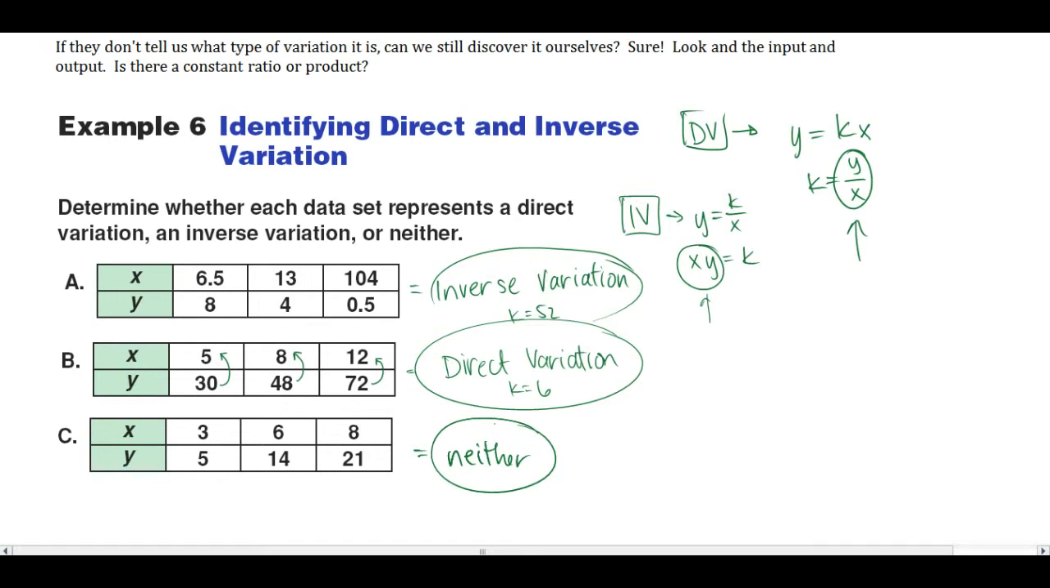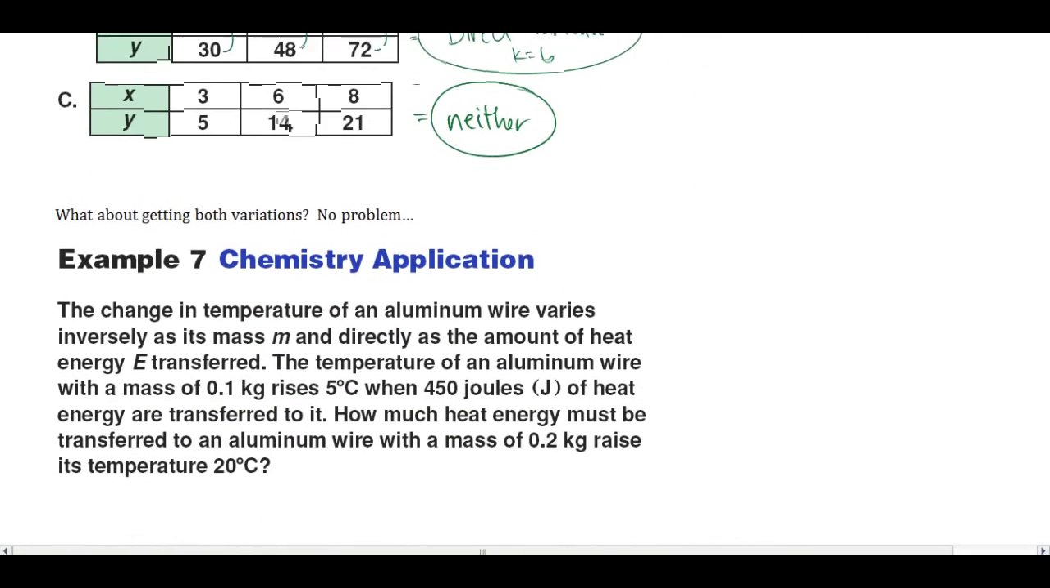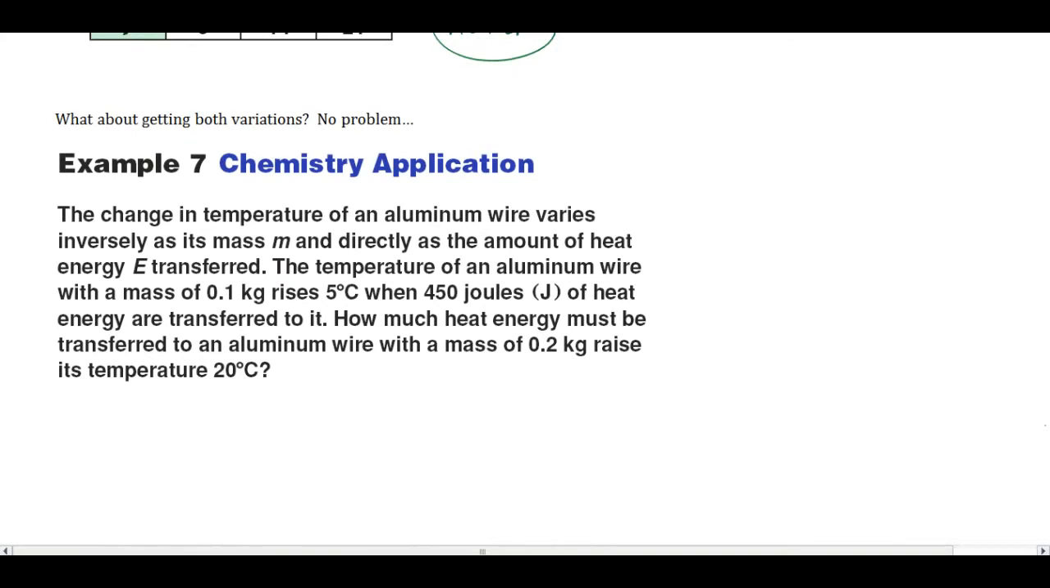And one last example, but this is running a little long, so I think you're good. I'll just set it up for you for a quick second, and then maybe you can try it out and let me know what you got for it. It just tells me that the change in temperature of an aluminum wire varies inversely. Ooh, so all of a sudden I'm like, oh, I'm paying attention, right? So the change in temperature, like how we like to write it, varies inversely, so equals k over whatever they're going to tell me, the mass, so m for the mass.